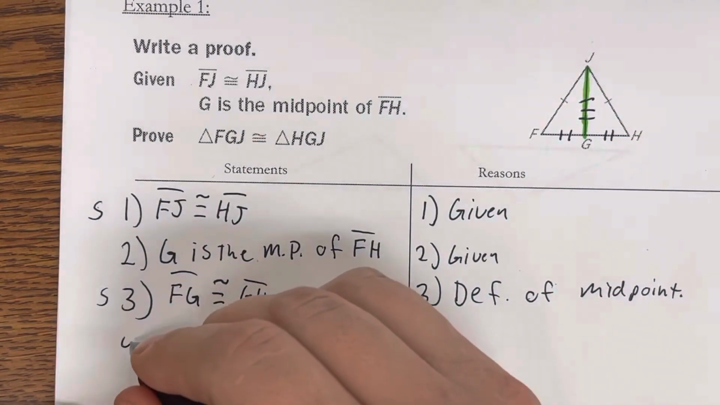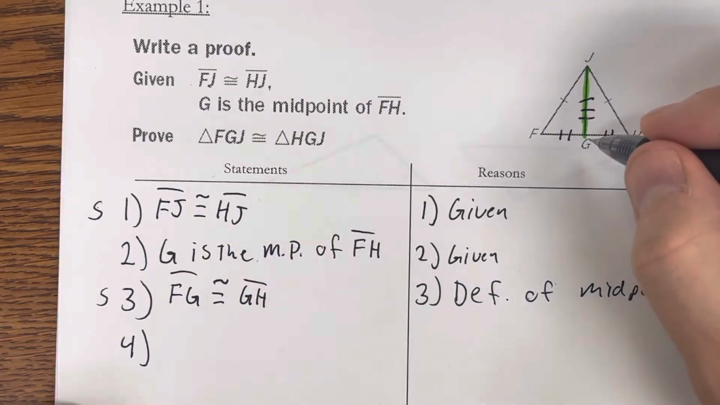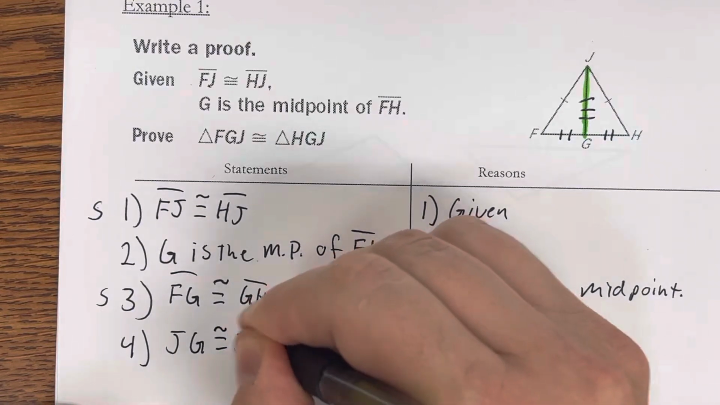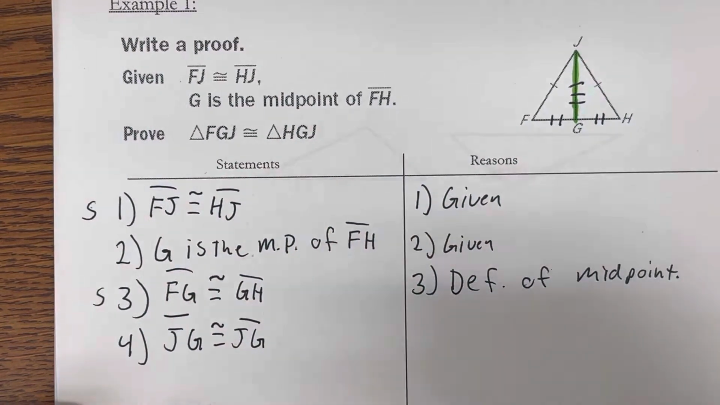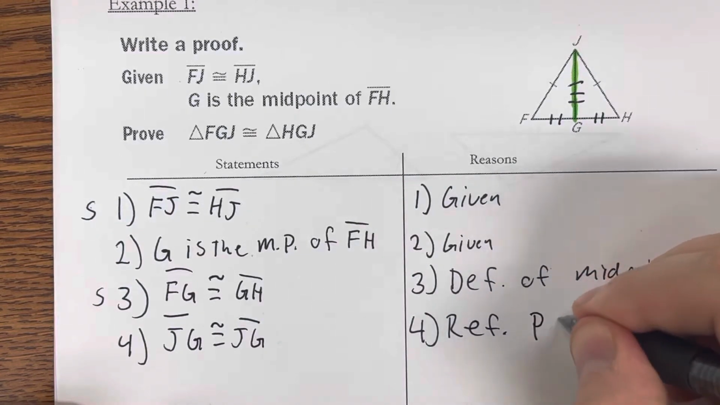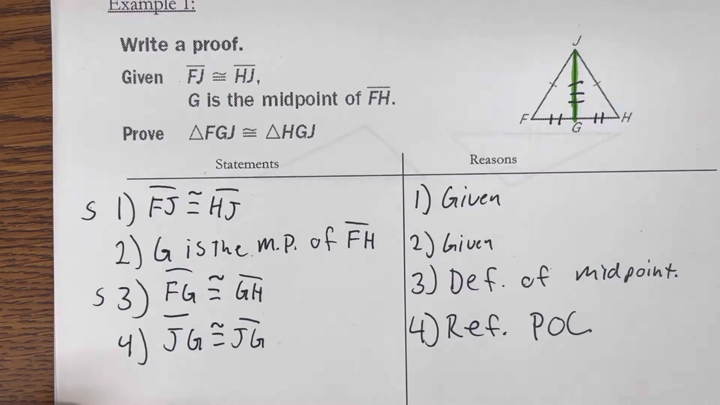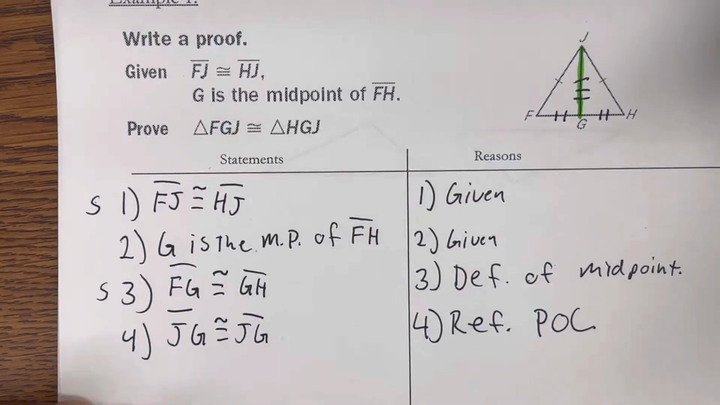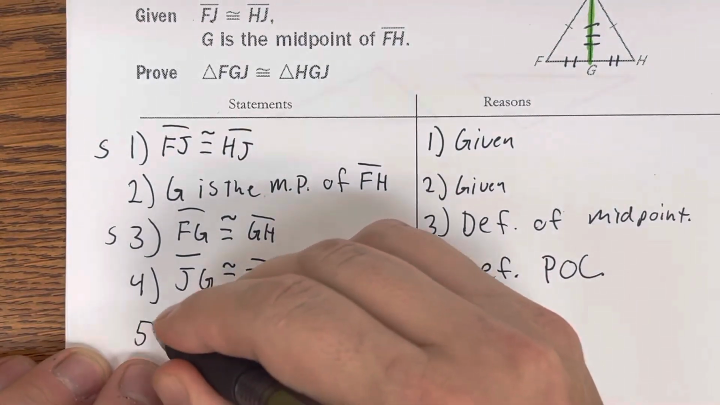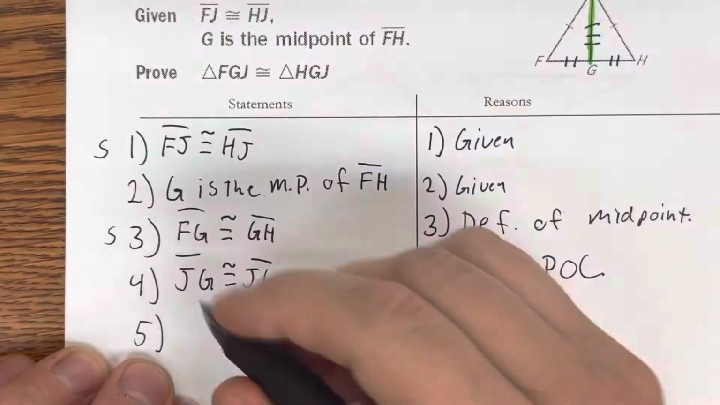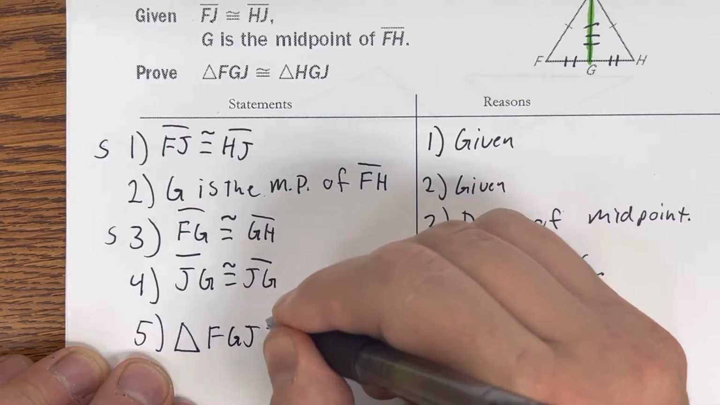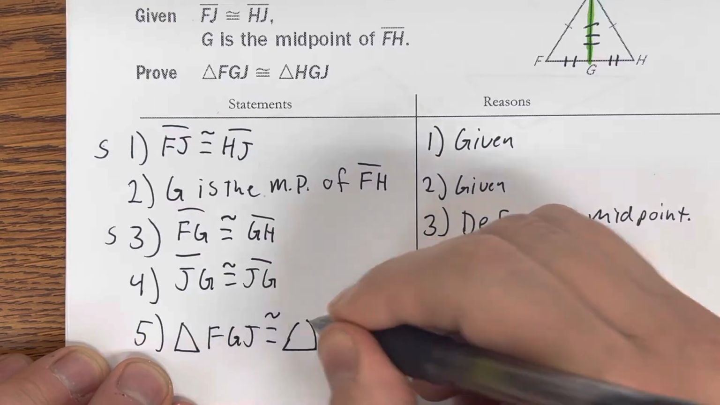So now I need to include that in the proof though. I need to say that JG is congruent to JG. And if something is congruent to itself, we are using the reflexive property of congruence. And POC is how we abbreviated that, reflexive property of congruence. And finally, wrapping it up, we can now state that the two triangles are congruent. So step 5 is where we're ending. This is exactly what we're proving. Triangle FGJ is indeed congruent to triangle HGJ.